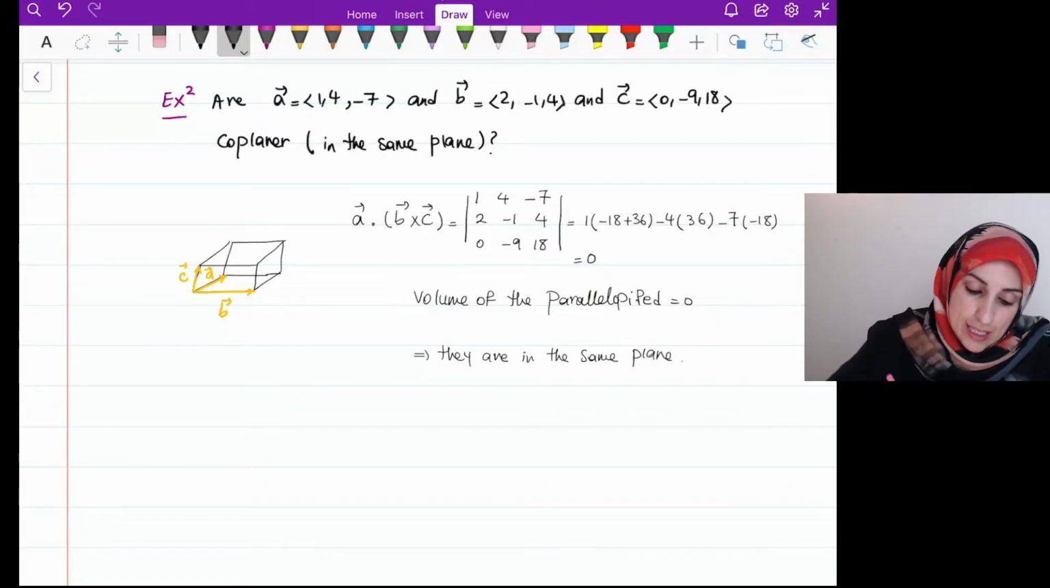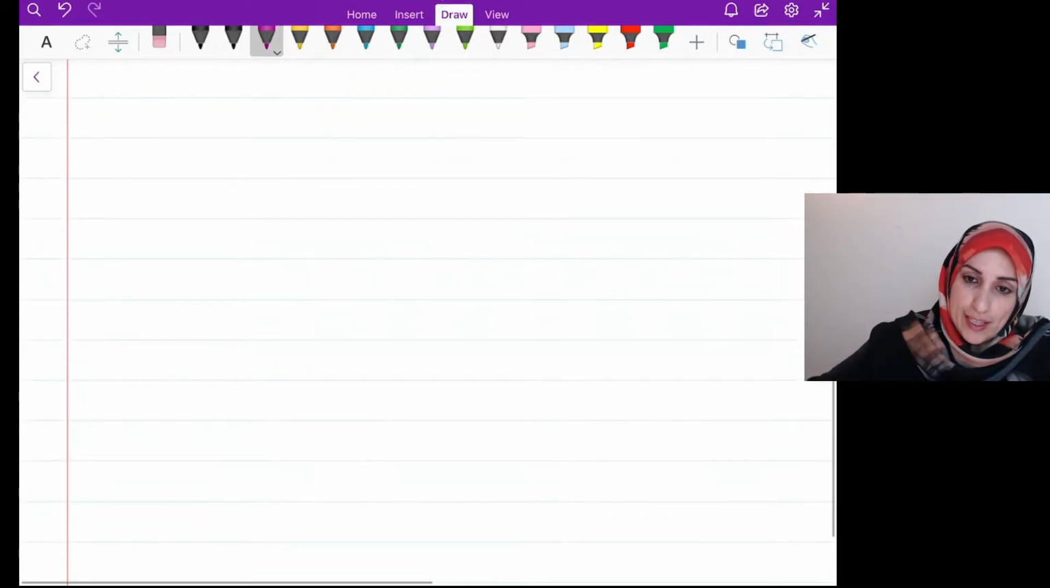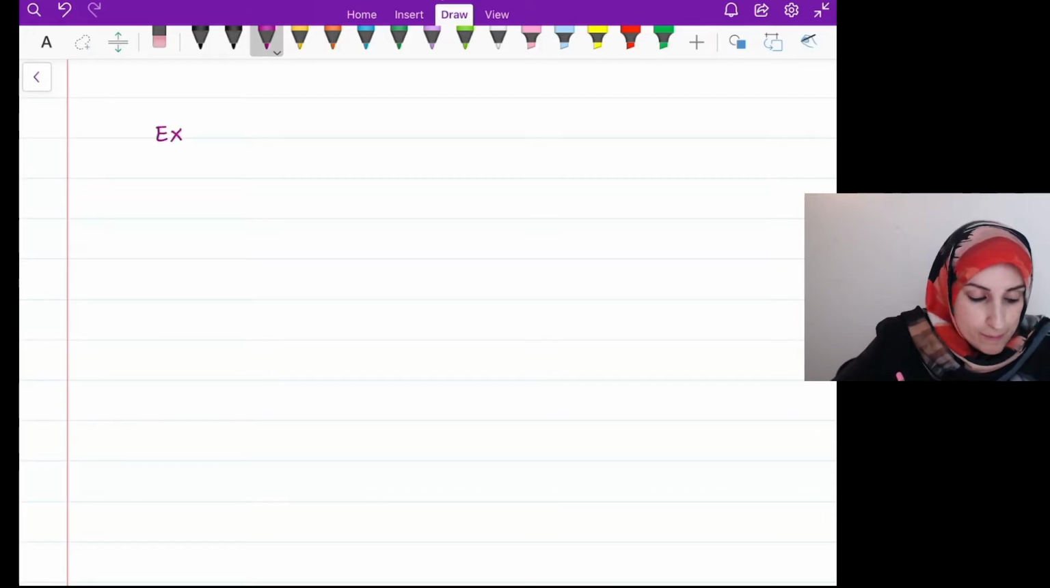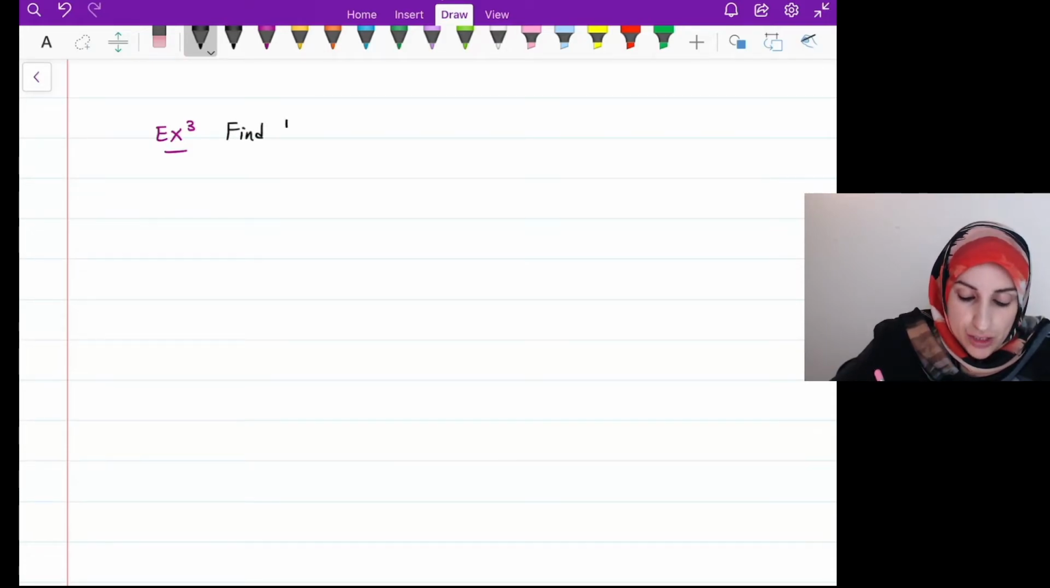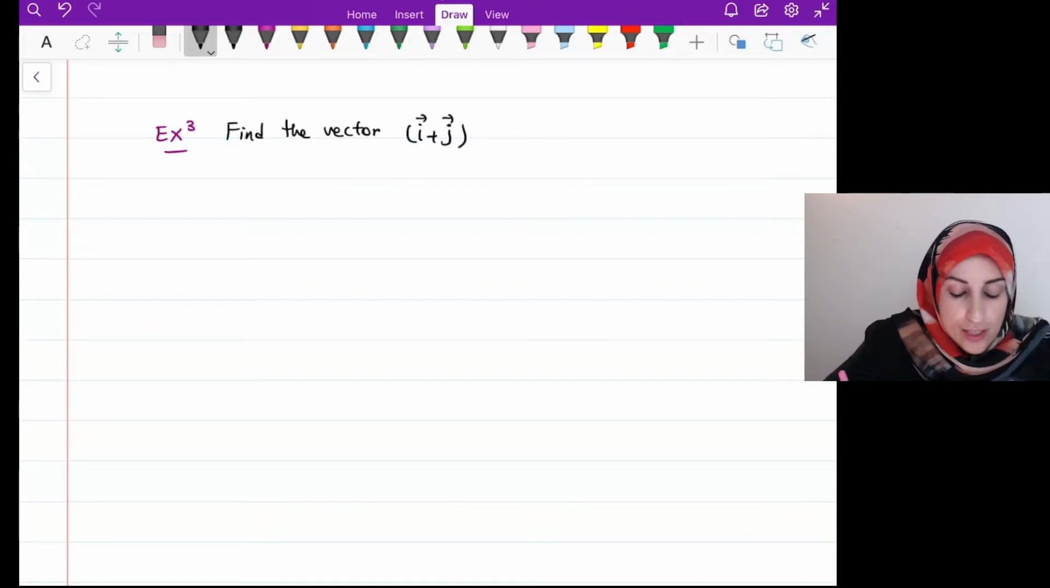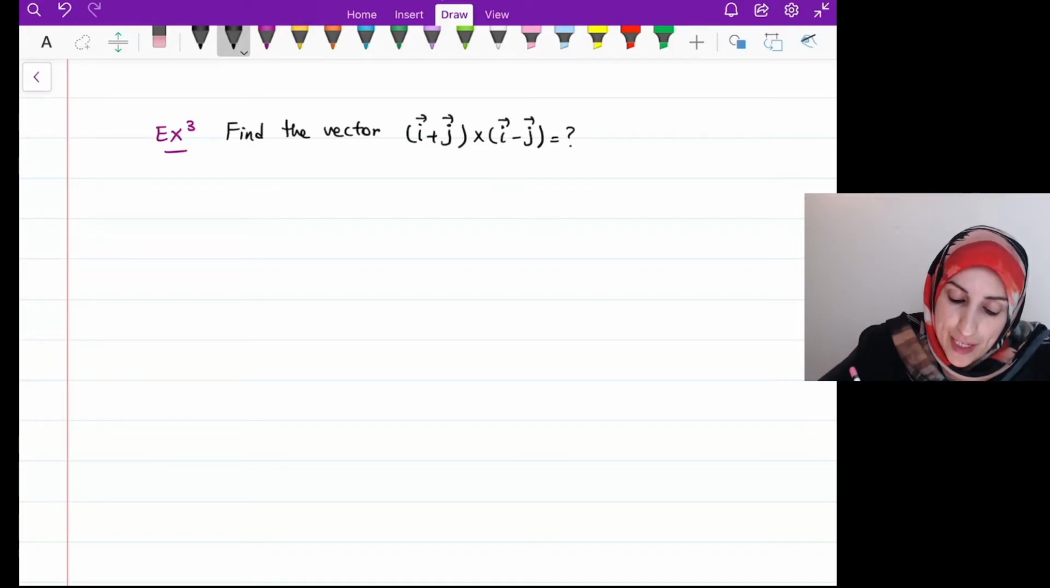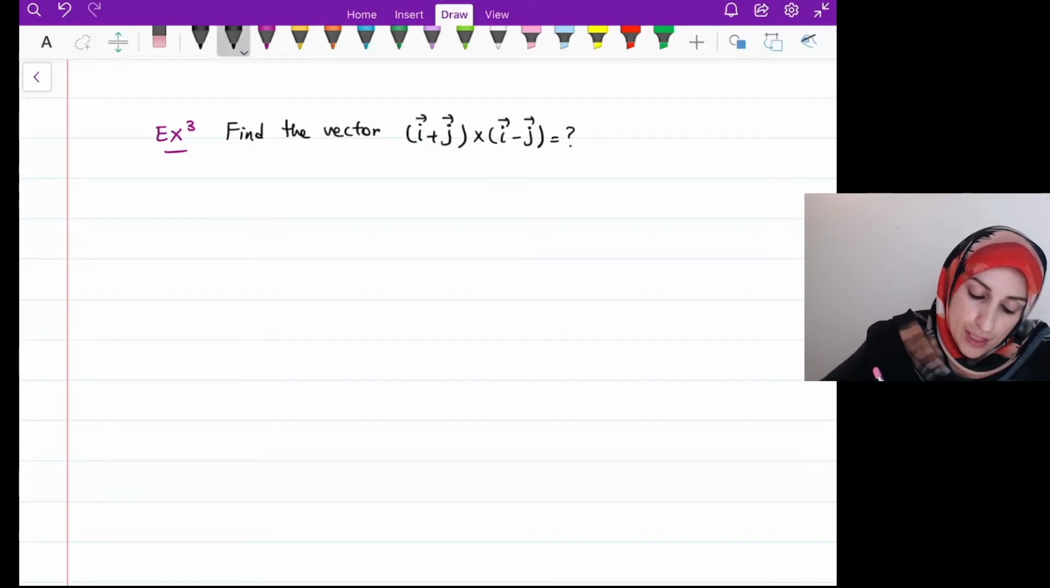Great. That was example 2. Let's look at example 3. Find the vector i plus j cross i minus j. So the question is the vector i plus j cross product with i minus j.